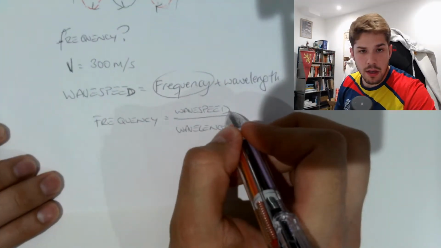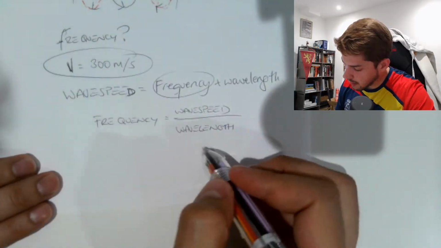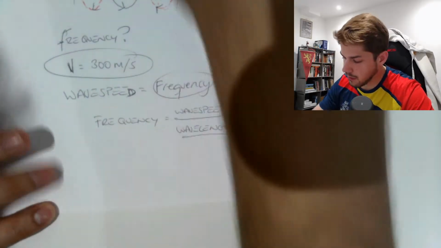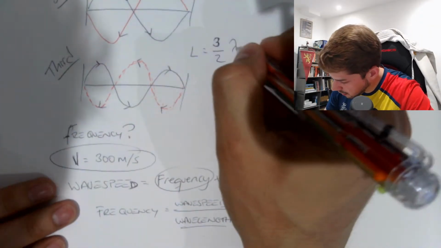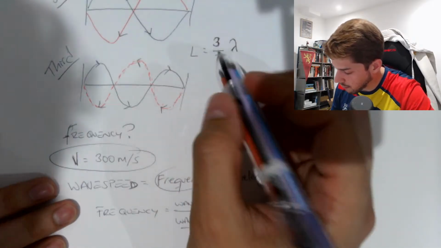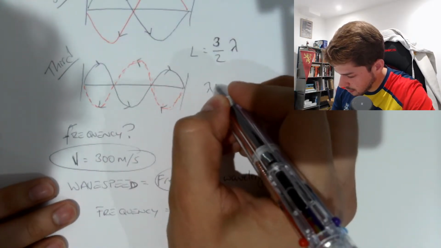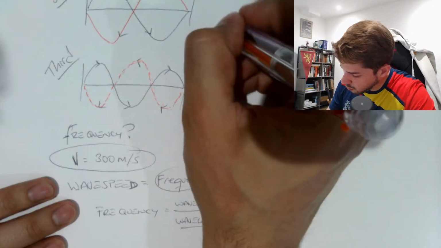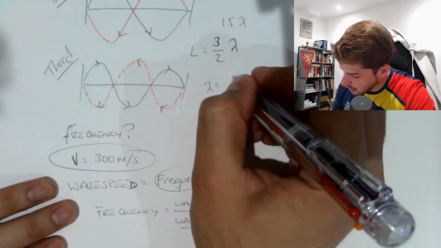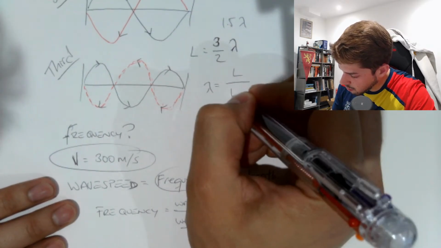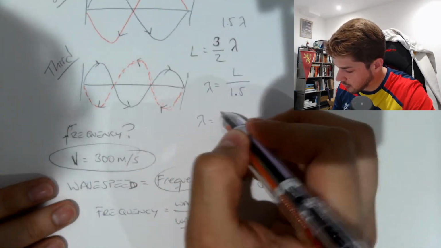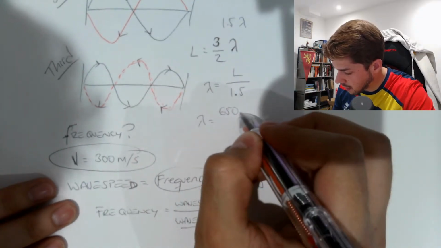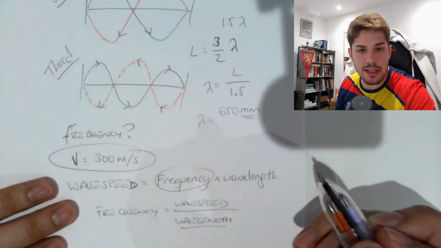We know the wave speed is 300 meters per second, but the wavelength is something that we don't know yet. But we can calculate it because we know that the length of the string is 1.5 the wavelength. So if we rearrange it, the wavelength is going to be length divided by 1.5. So the wavelength is going to be 650 millimeters. Important, we need the same units.